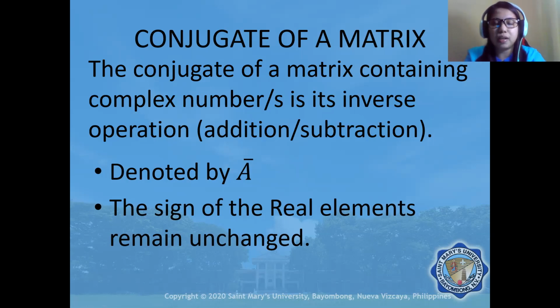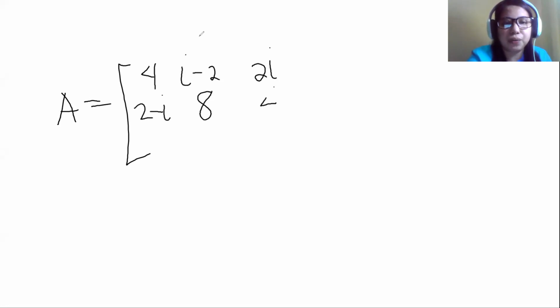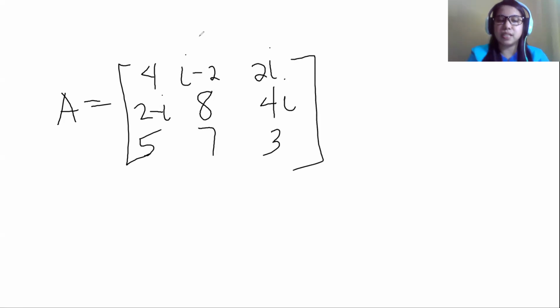Just to show you the conjugate of a matrix, let us have an example. For example, we have A equal to: 4, i minus 2, 2i; 8, 2 minus i, 4i; 7, 3, and 5. So this is a complex matrix. It contains complex numbers and real numbers.